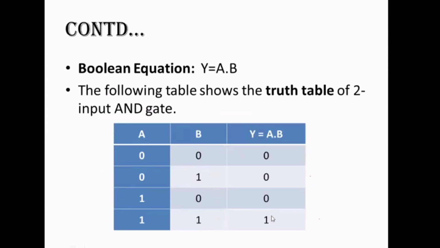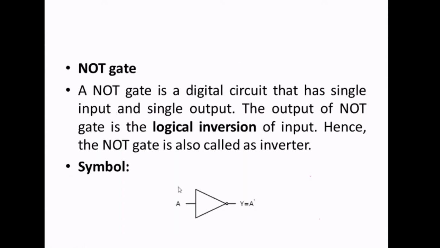Then we have a triangle thing. This is a triangle, and you can see over the triangle a little circle, right? That circle is known as the bubble. So this representation is the representation of your logic NOT gate. So this kind of structures will be used to represent the particular gate. That is known as the symbol of a particular gate.